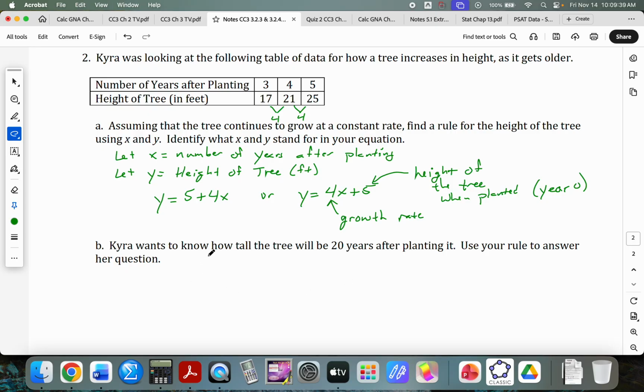Anyway, Kira wants to know how tall the tree will be 20 years after planting it. Let's use the rule. So the 20 years, where does that go? Does that replace the x or does it replace the y? The x, because x is the number of years after planting. So we'll have y is equal to 5 plus 4 times 20. That's 5 plus 80 is 85 feet. Be sure to put units in your answer.